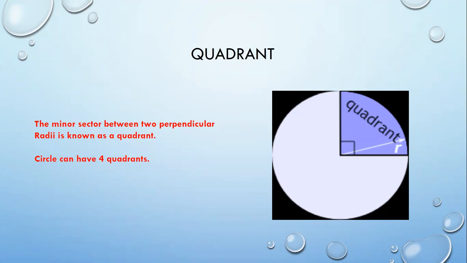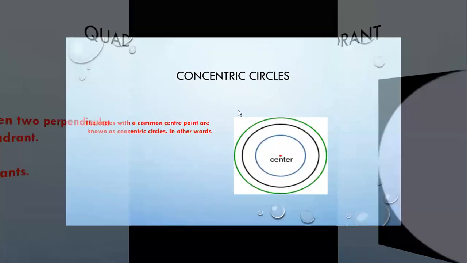Why can it have only four quadrants? Because the whole circle is 360 degrees. So if you divide 360 by 90, how much do you get? 4. So you can get only 4 quadrants in a circle.